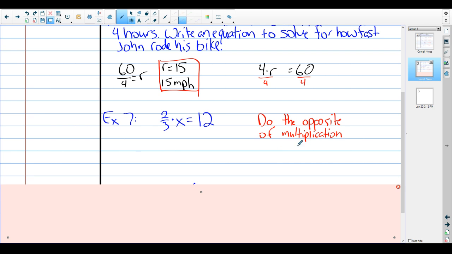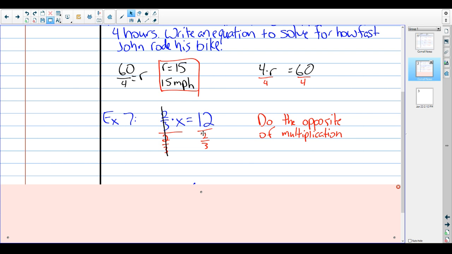And Eric should be able to get this one for the 7th graders because he's done this before. Let's see if he can. So the opposite of multiplying is to divide. So we're actually going to divide both sides by 2/3. Okay. So on the left-hand side, this is the easy part. 2/3 divided by 2/3. All that cancels out.